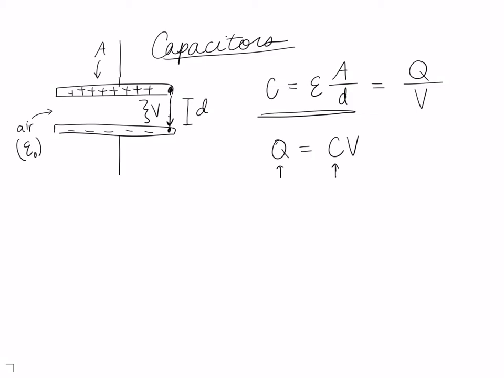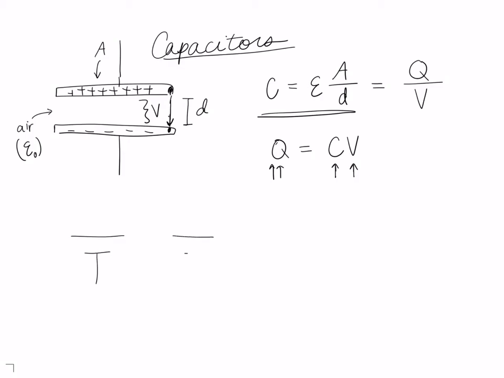So we can see that if we increase the capacitance, then we can increase the amount of charge that our capacitor can hold. Likewise, if we increase the voltage, which is to say the difference in electric potential from one plate to the next, then we can also increase our charge.